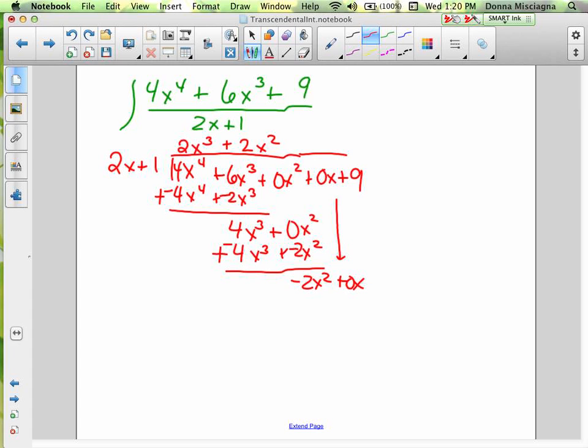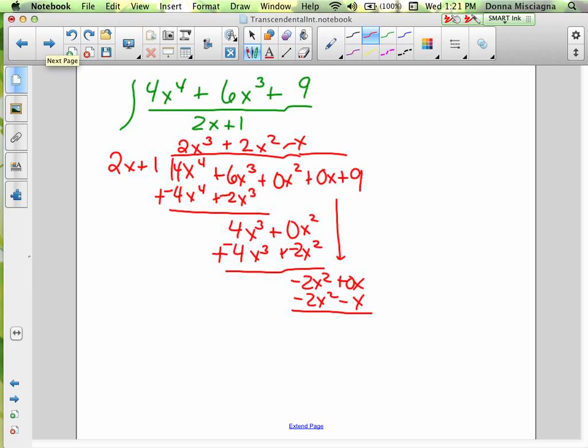All right, so now what do I have to multiply 2x by to get negative 2x squared? That'd be a negative x. Negative x times 2x is a negative 2x squared. Negative x times 1 is negative x. Uh-oh. I hope it's not going to be so nice anymore. Oh well, let's just see how it goes.